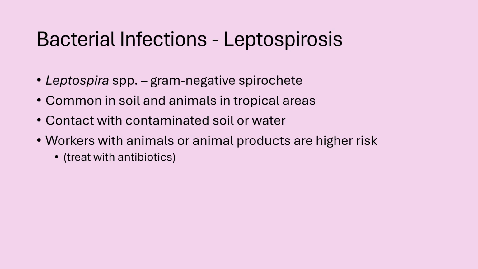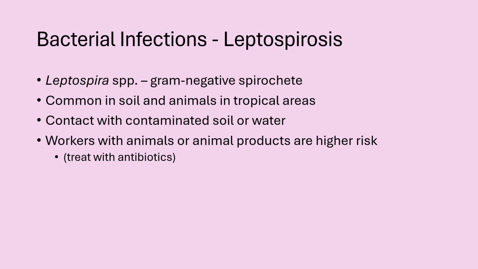Leptospirosis is caused by the Leptospira species. There's several different species of this bacteria. It's a gram-negative. It is a spirochete. It's fairly common in soil. It's also common in animals, both in the tropical areas. How do you contract it? Usually you come in contact with contaminated soil or contaminated water. Which type of group of people are at higher risk? It'd be those that are working with animals or animal products in these tropical areas.